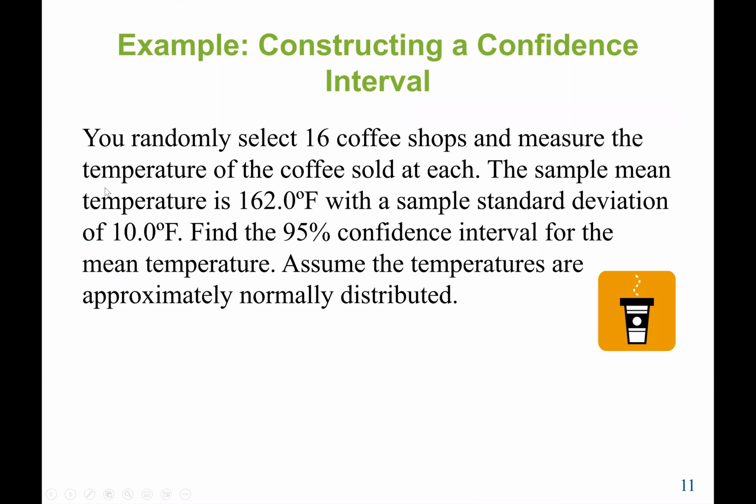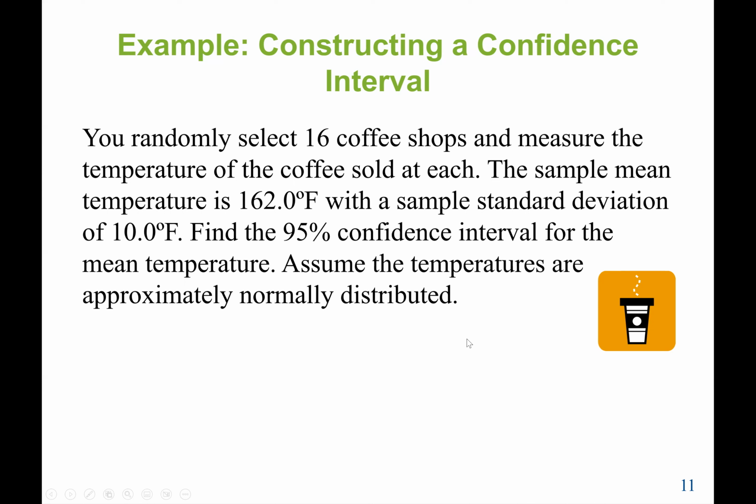So let's see one example here. They say you randomly select 16 coffee shops and measure the temperature of the coffee sold at each. The sample mean temperature is given to us to be 162 degrees Fahrenheit, and the sample standard deviation is 10.0 degrees Fahrenheit. Now they say we should find a 95% confidence interval for the mean temperature. We are assuming that the temperatures are approximately normally distributed.